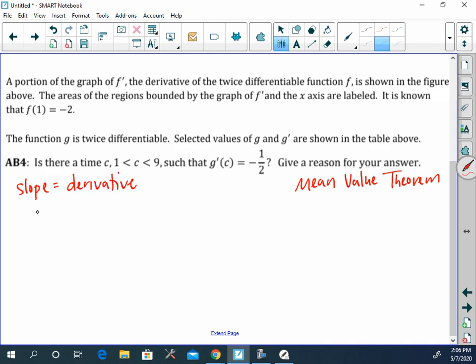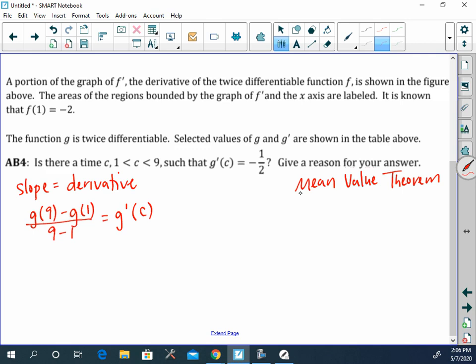So what you're writing is, I guess we're using G. So we'd want to use G of 9 minus G of 1. We're doing slope, so change in Y over change in X, 9 minus 1, is equal to the derivative at some point C. So does this happen?